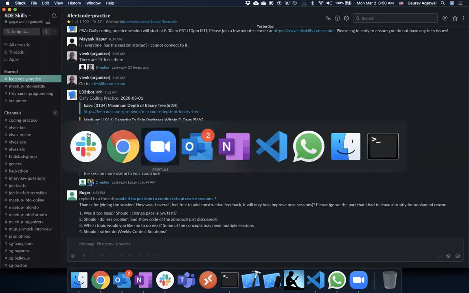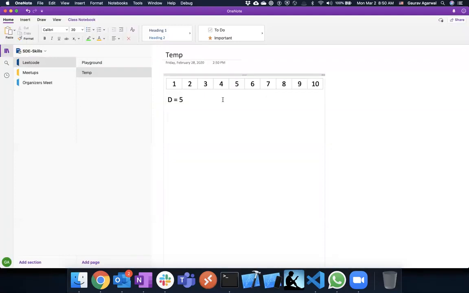Let me write this. I just created this OneNote page for understanding. So in the first example, we have 10 packages, and the number of days that we have is 5. What's the sum of all the packages? You mentioned 55. Yeah, 55.